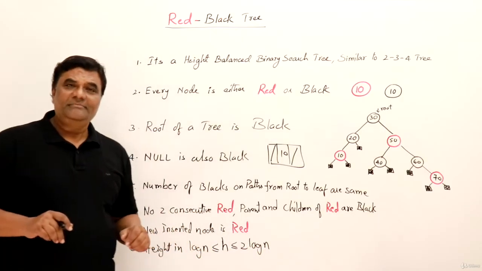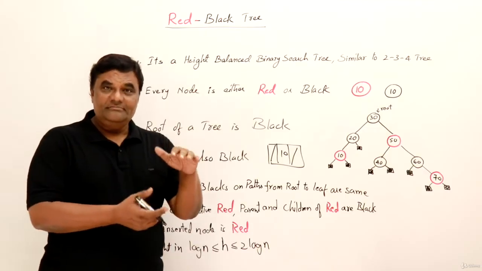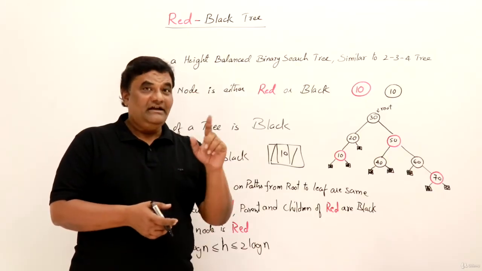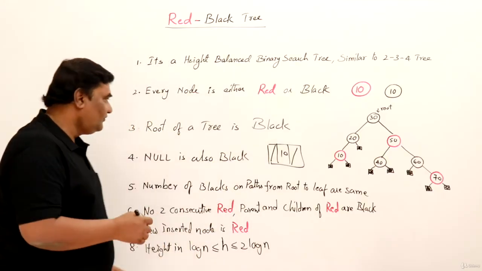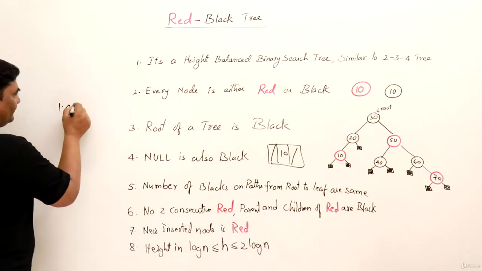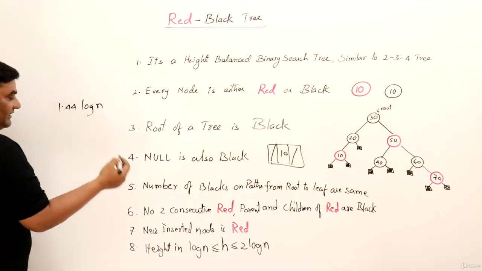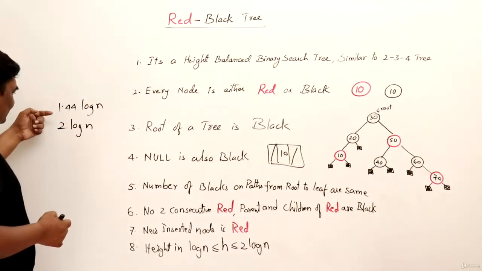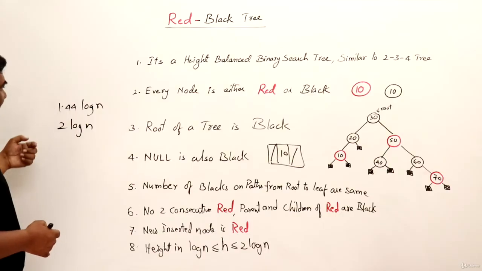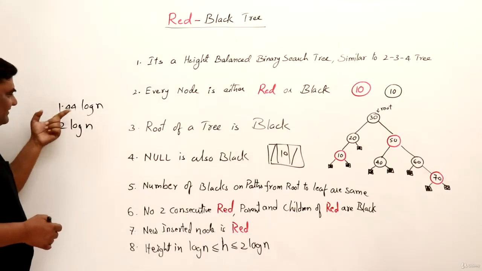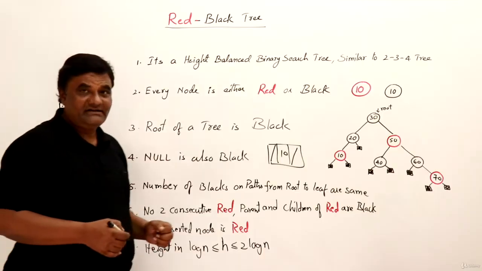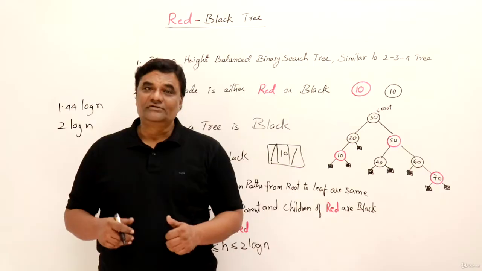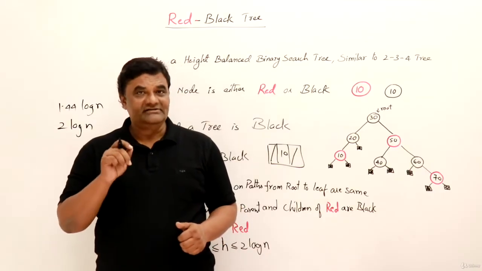If you remember the height of a binary tree, minimum it can be log n, maximum it can be n. But when you are trying to make it height balanced in an AVL tree, it is 1.44 into log n. Now red black tree is 2 into log n. So it is a little relaxed compared to AVL tree. We can say that AVL tree is more strict, but red black tree is not that strict. So it allows the height to grow up to 2 into log n. So the maximum height of a red black tree is 2 log n.